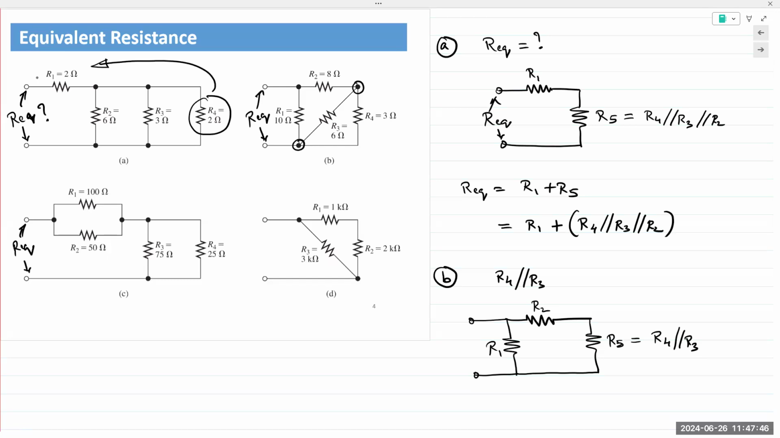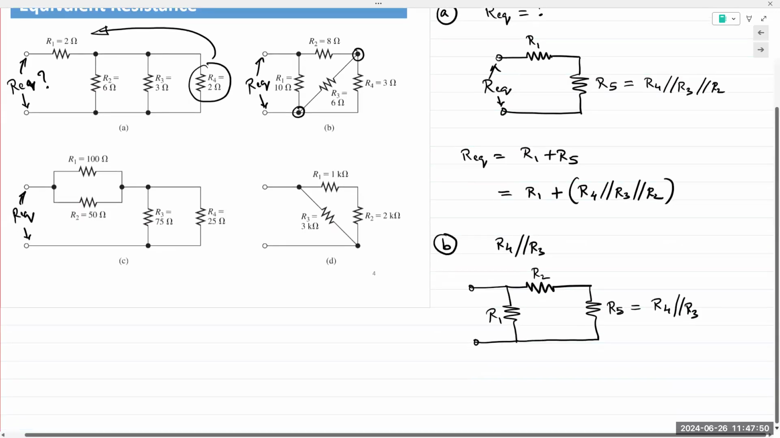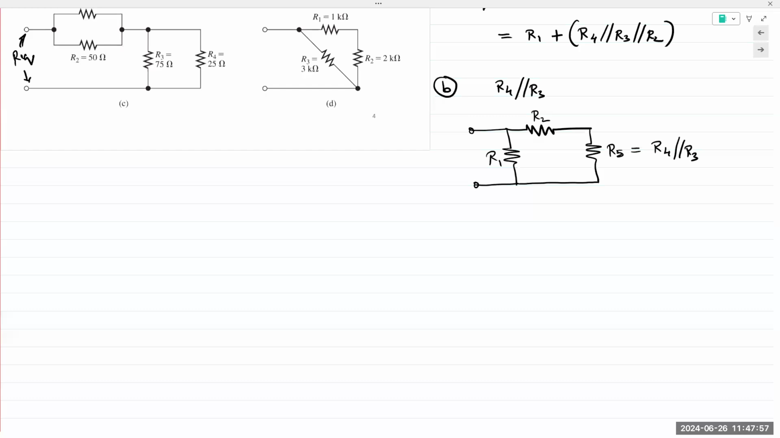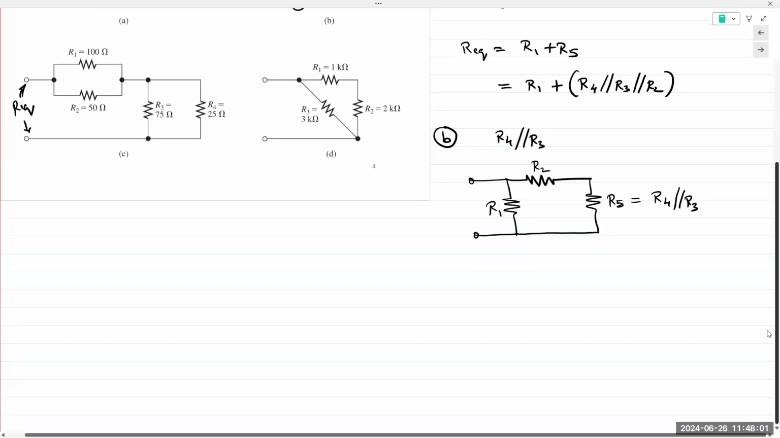Make sense to everyone? Any questions? Yes. Oh, scroll up. Okay. Here you go.